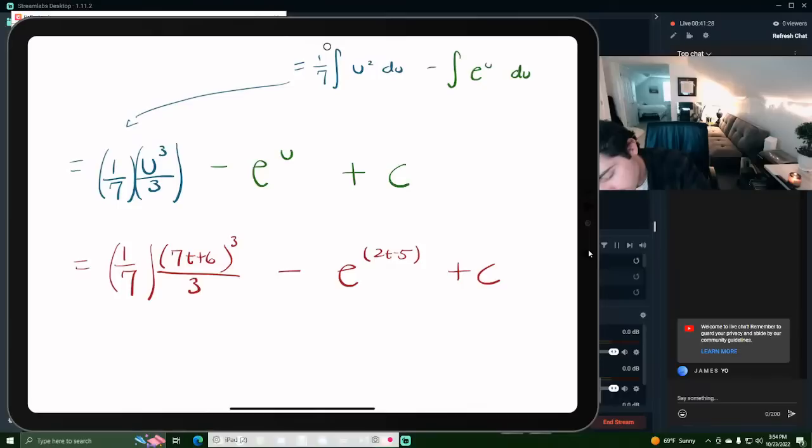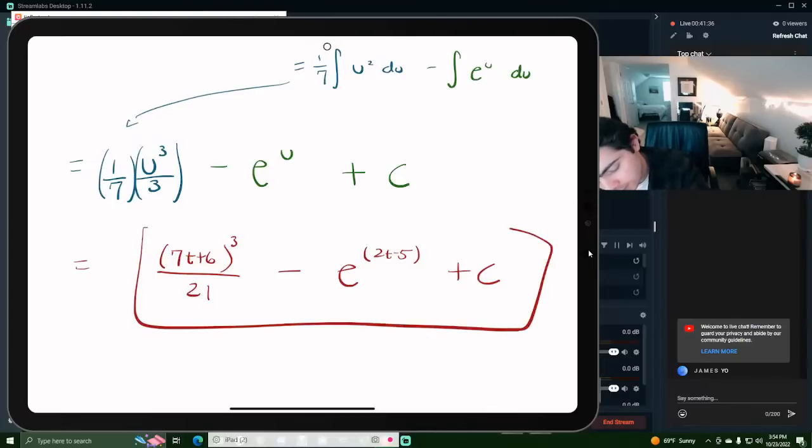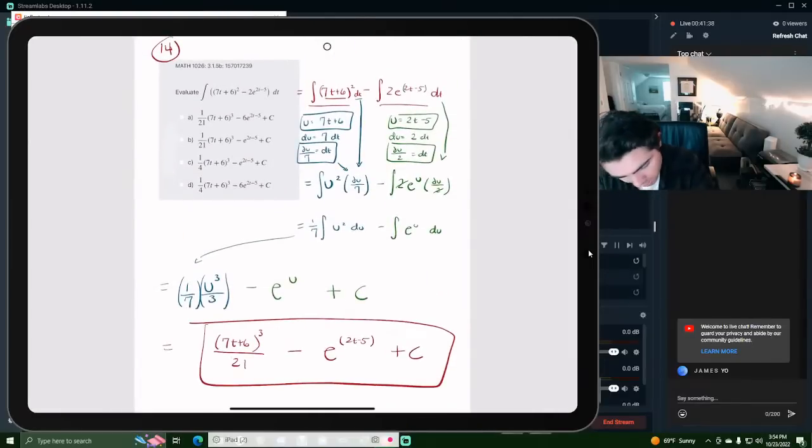One quick thing, negative 1/7, or basically like 7 times a 3 in a denominator is going to take us to a 21. So what are we looking for? We want to see a 1/21th, 7t plus 6 to the third, and then just a minus e to the 2t minus 5. That looks like option B, and that is option B.